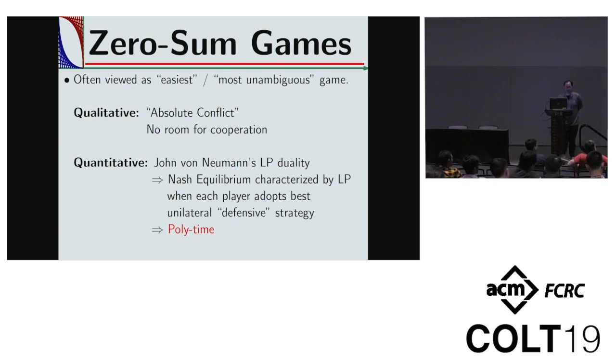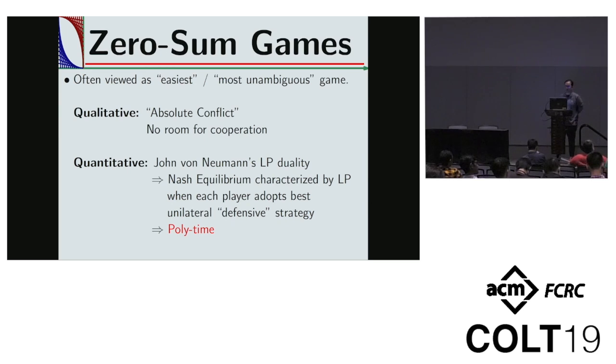So first of all, let me talk about what is zero-sum games. It's often considered as the easiest class of games. And there is a very strong mathematical reason behind. As around 70 or 80 years ago, John von Neumann's linear programming duality implies that for two-person zero-sum games, the Nash equilibrium can be characterized or can be computed using two linear programs that capture each player adopting the best unilateral defensive strategy.